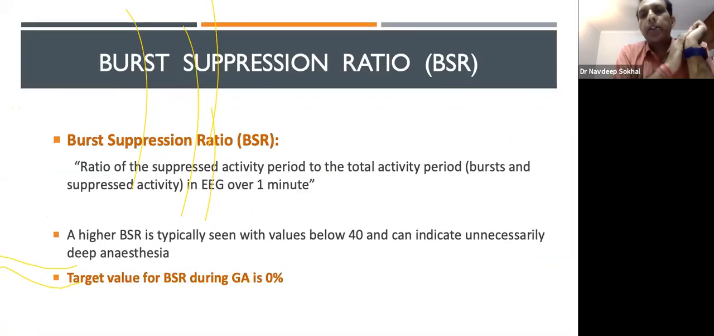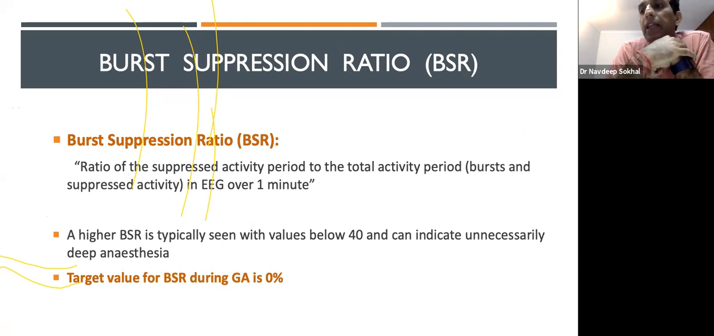Now, burst suppression ratio, I told you, is the ratio of the suppressed activity period to the total period, that is burst and suppressed, over 1 minute. Over 1 minute, the amount of time when there was no activity over the total period would give you the burst suppression. If, suppose, for 30 seconds there was no activity and over 30 seconds there were bursts, I mean there was activity, then the burst suppression will become 50%.